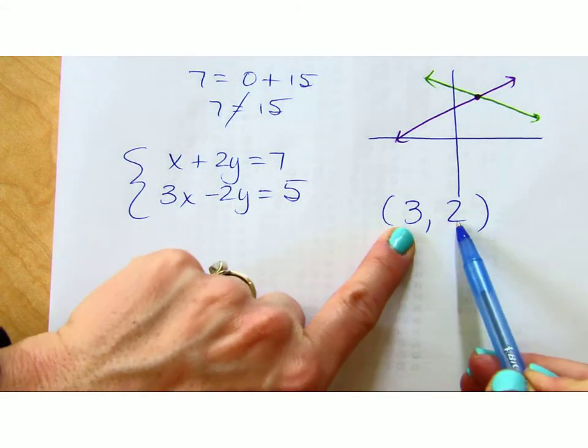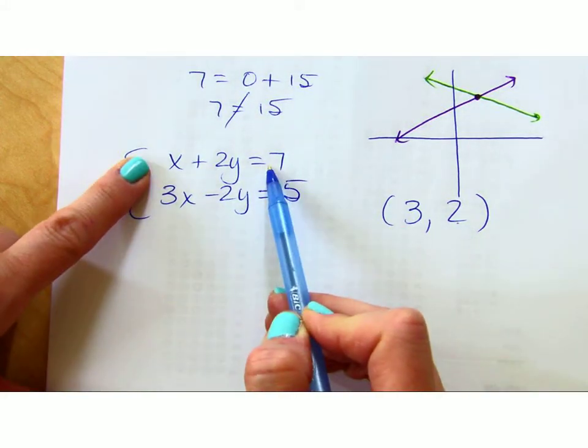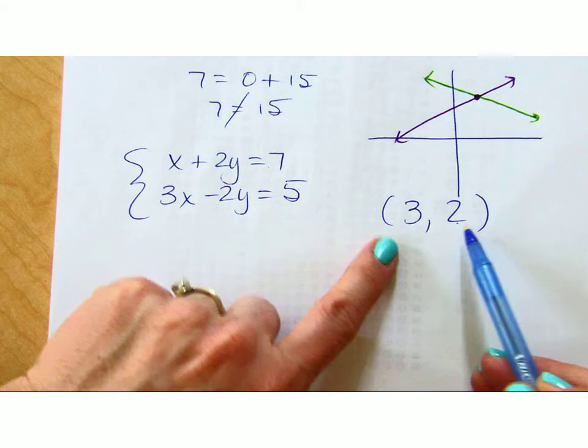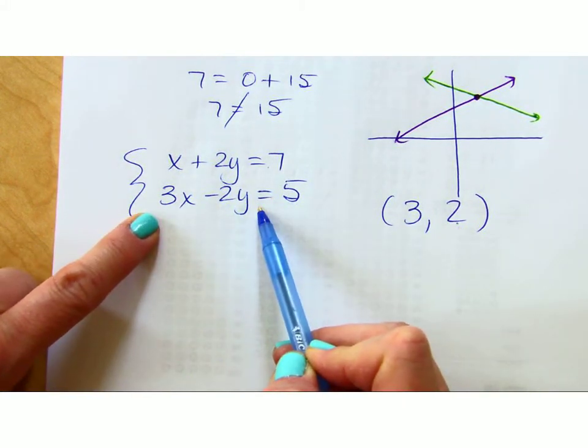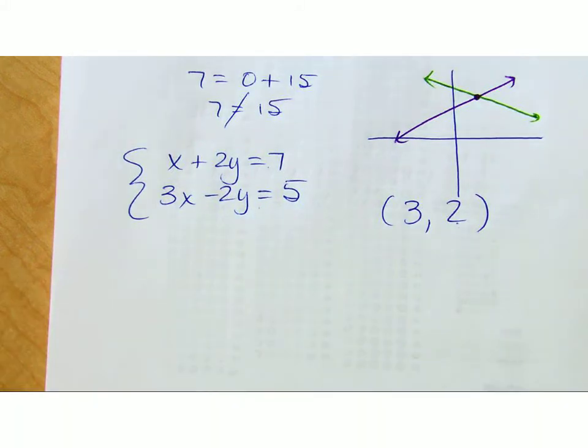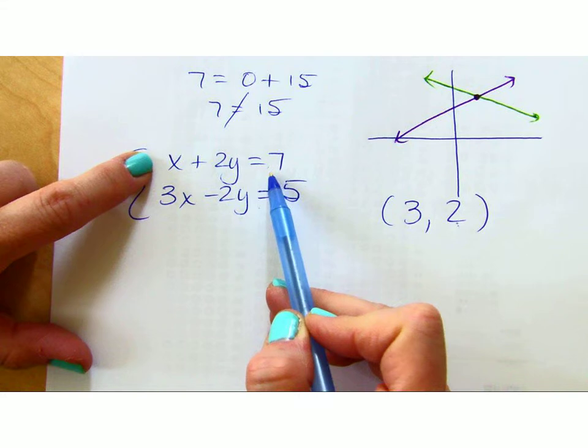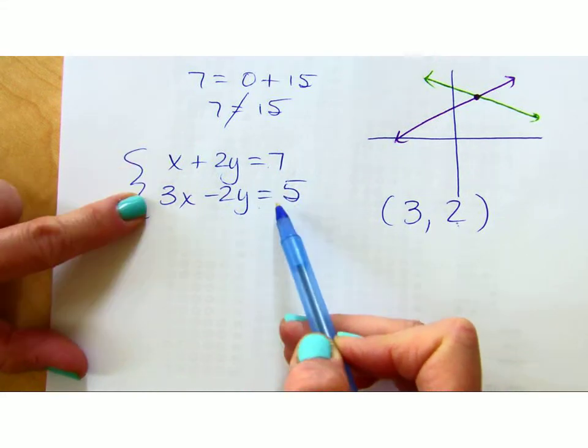If I plug 3, 2 in here and get true, then I know it's on that line. If I plug 3, 2 in here and get true, then I know it's on that line too. And the only way for it to be on both lines is if it's that point. So that would be a yes. Watch. If I plug 3, 2 in here and get a yes, then I have to check here.